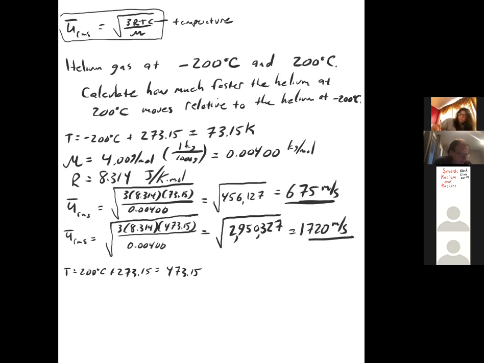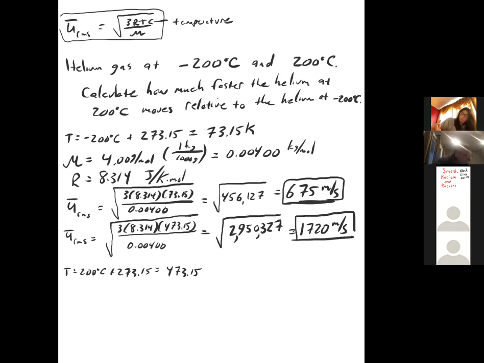Okay, a lot faster, right? 1,700 meters per second. By the way, that's around 3,500 miles per hour. If you could fly that fast in a plane, you could cross the United States in about 45 minutes.